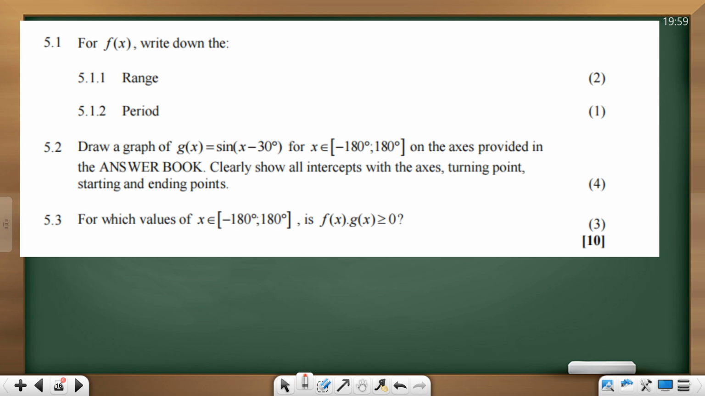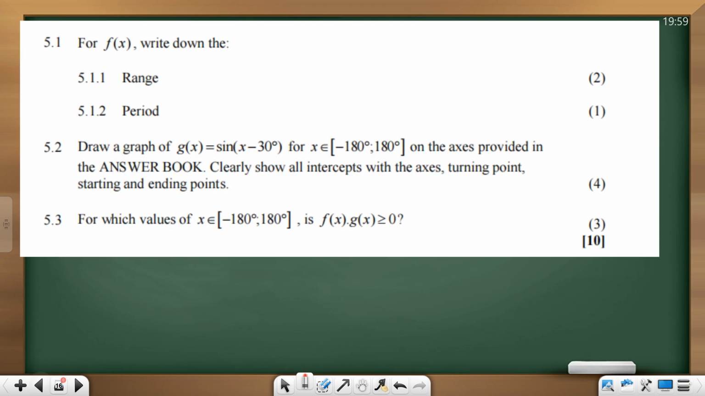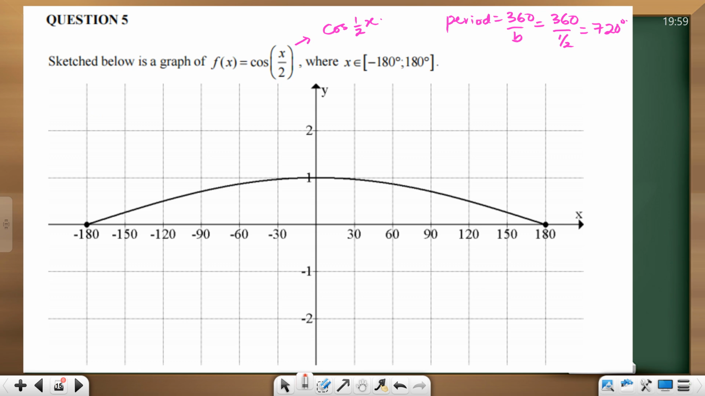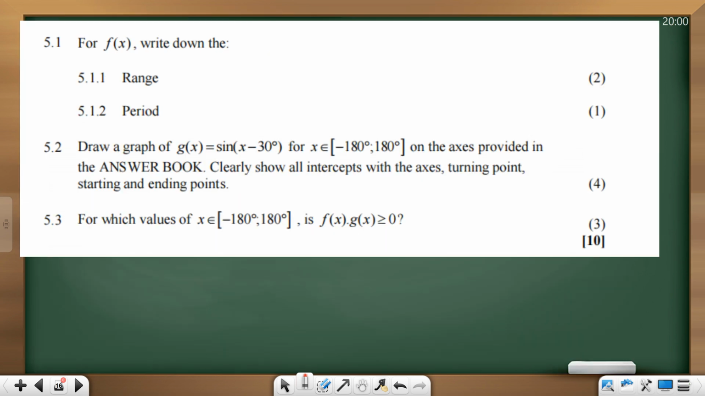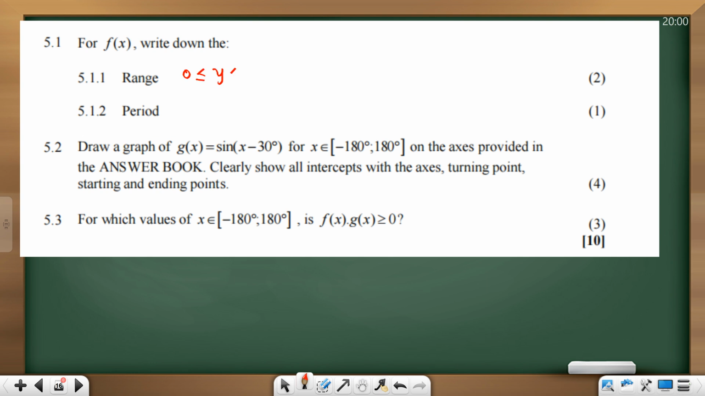All right, for f of x, quickly, write down the range. What's your range? Remember, guys, they gave you a restriction. Don't go and start writing your own things. Your answer must lie between that. What's the minimum of this graph? 0. Right? And what's the maximum? 1. We're done. So we've already answered the first 2 questions. 0 less than or equal to y less than or equal to 1. What is the period?